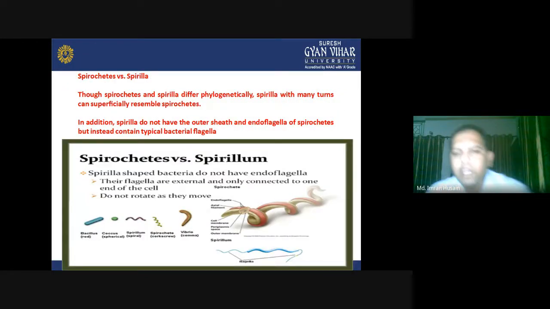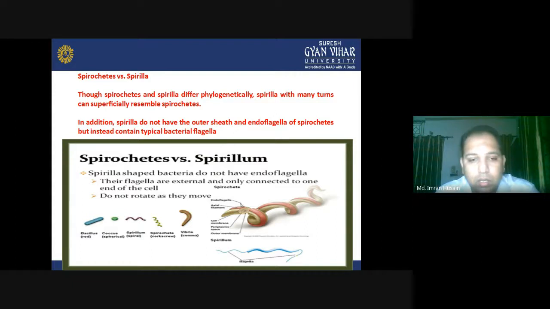So the question arises now: what is the main difference between spirochetes and spirilla? Though spirochetes and spirilla differ phylogenetically, spirilla with many turns can superficially resemble spirochetes. In addition, spirilla do not have the outer sheath and endoflagella of spirochetes, but instead contain typical bacterial flagella. So spirilla-shaped bacteria do not have endoflagella.